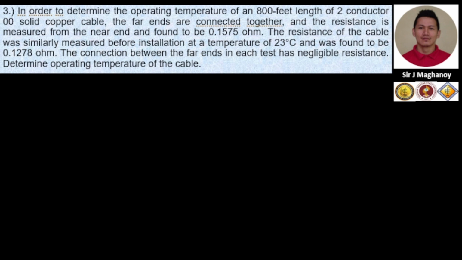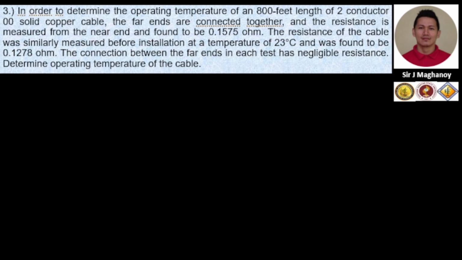The resistance of the cable was similarly measured before installation at a temperature of 23 degrees Celsius and was found to be 0.1278 ohms. The connection between the far ends in each test has negligible resistance. Determine the operating temperature of the cable.